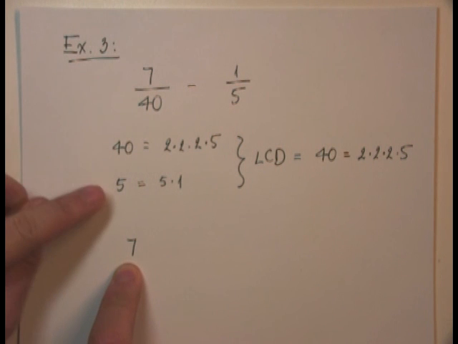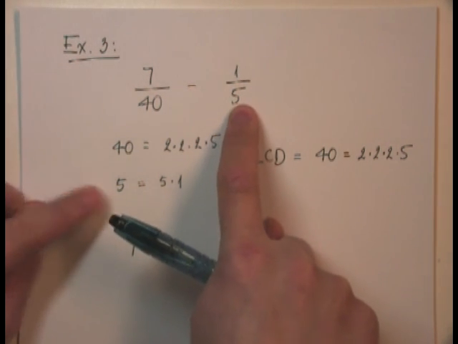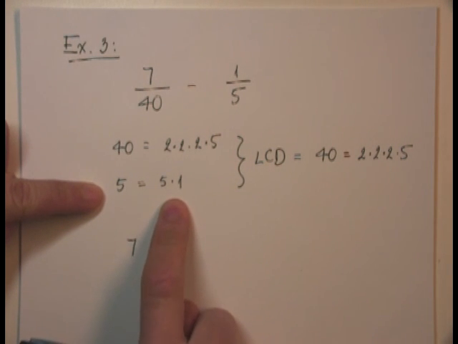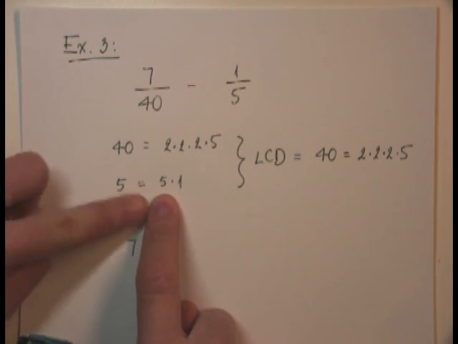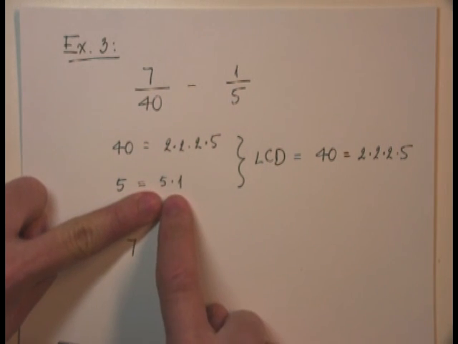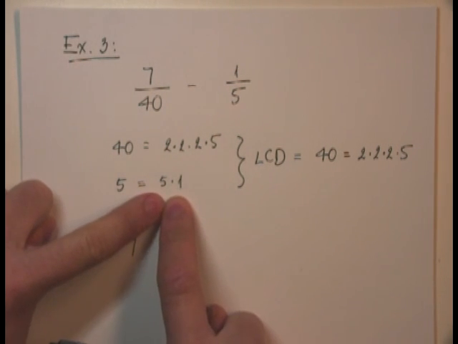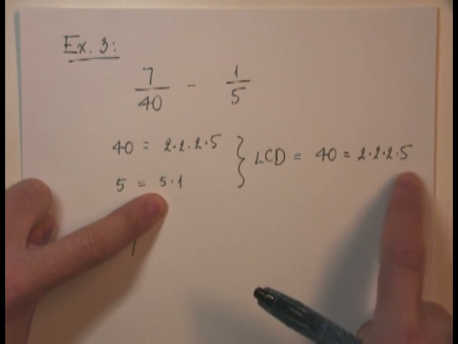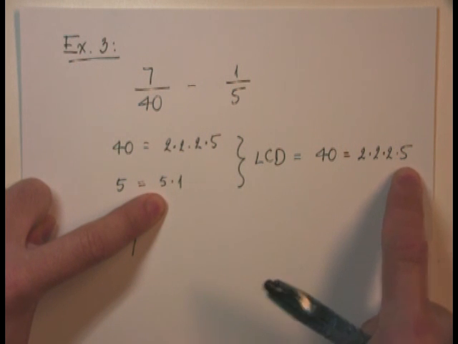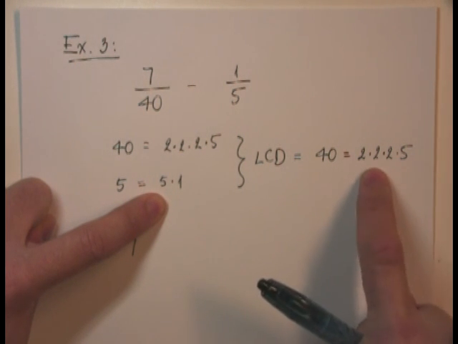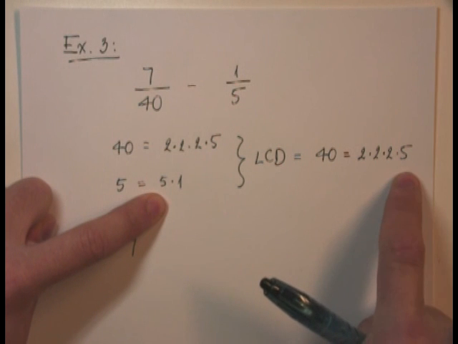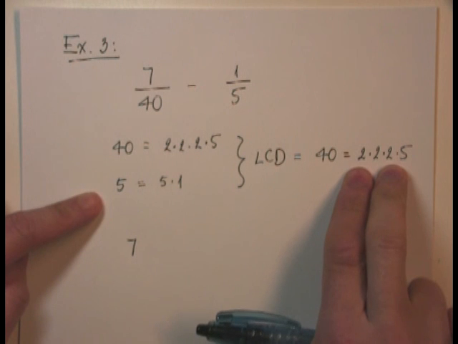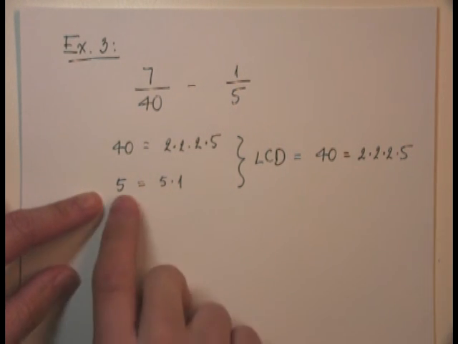And now, looking over to the second denominator, 5, and here on the list, 5 has the prime factor 5. And so if you compare the prime factors of the second denominator to the prime factors of the LCD, what I can see is there's only your 5, and all the 2s here are missing. They are not prime factors of 5. So I need to multiply all these 3 2s to 5.